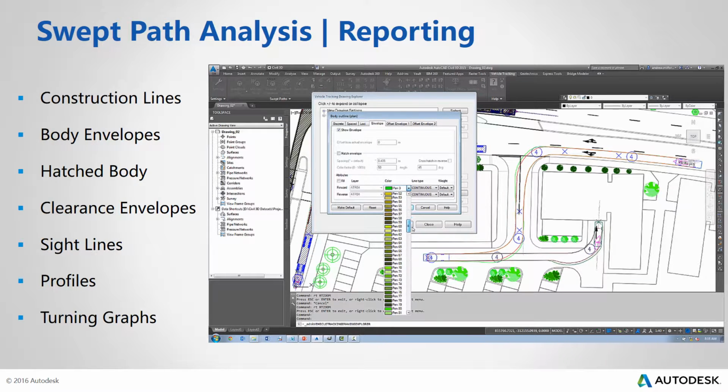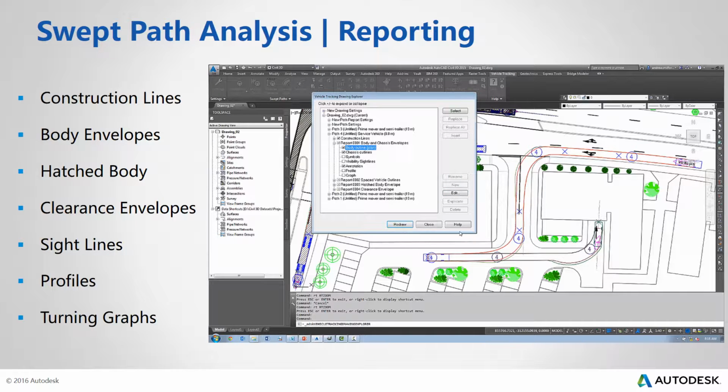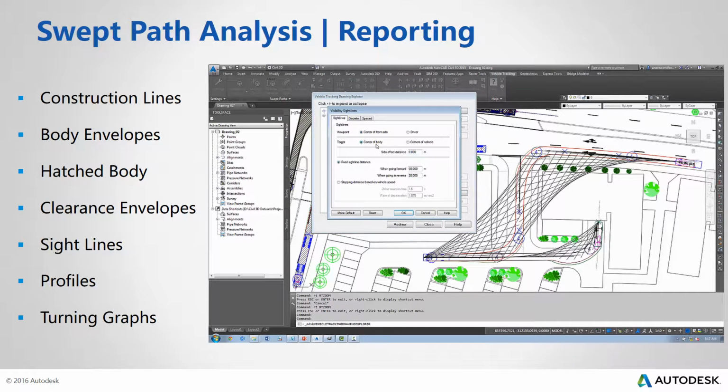So in this example, I'm going into the vehicle tracking Explorer and turning off the hatching for this path, using the redraw button to display the changes. We can turn on and off the body outlines. We can change the envelope style, such as layers, colors, and line types. We can adjust both the forward and reversing movements separately.